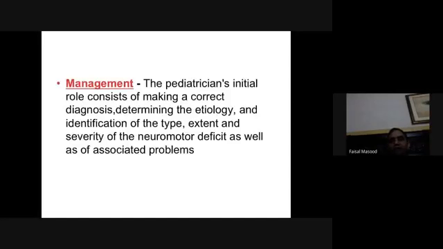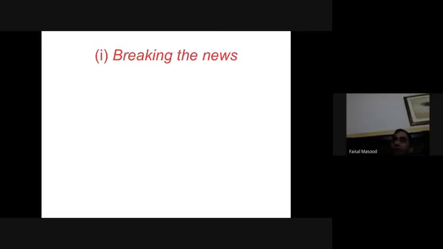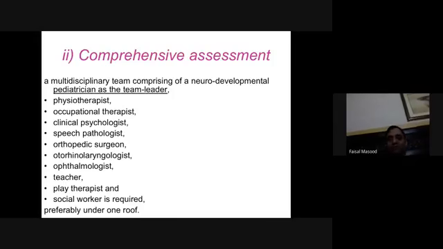The pediatrician's initial role consists of making a correct diagnosis, identification of the type, extent and severity of the neuromuscular disorders. How? This is very important. How do you disclose it to the family? Breaking the news. It should be multidisciplinary, multi-session, sensitizing the children and parents. It should involve the physiotherapist, occupational therapist, clinical psychologist, speech pathologist, orthopedic surgeon, otolaryngologist, ophthalmologist, teacher, play therapist, social worker.